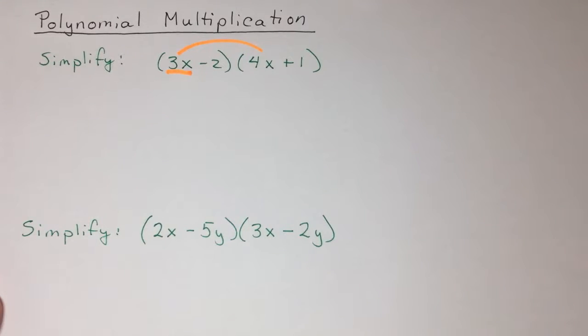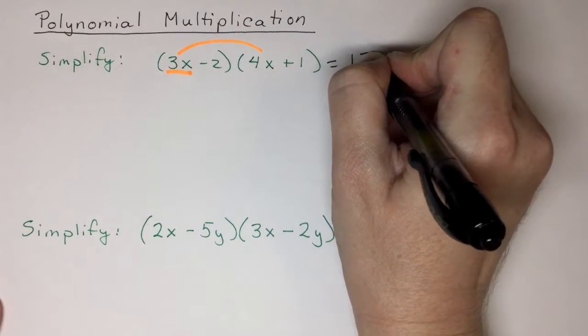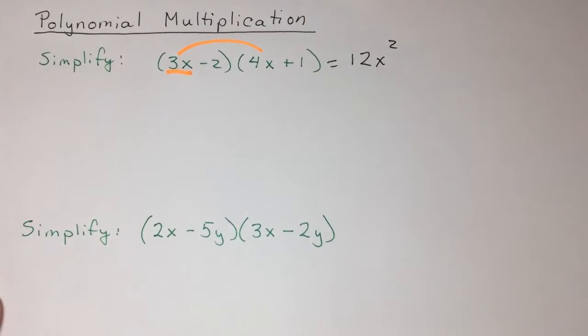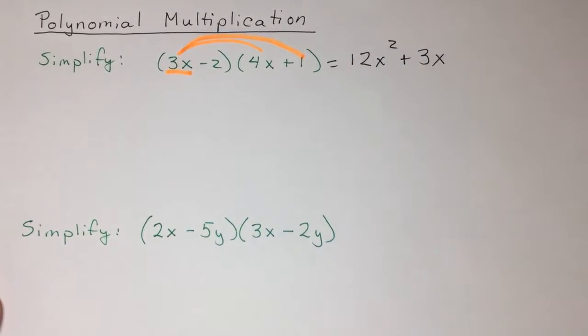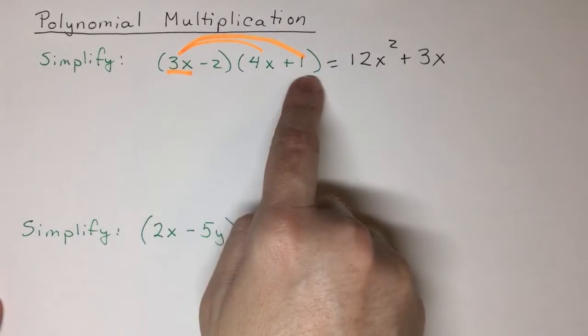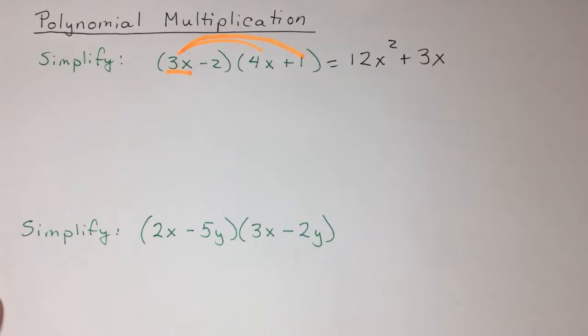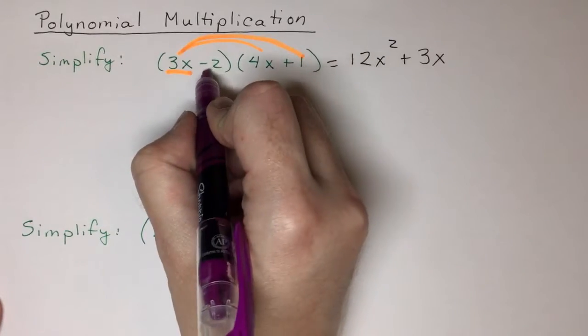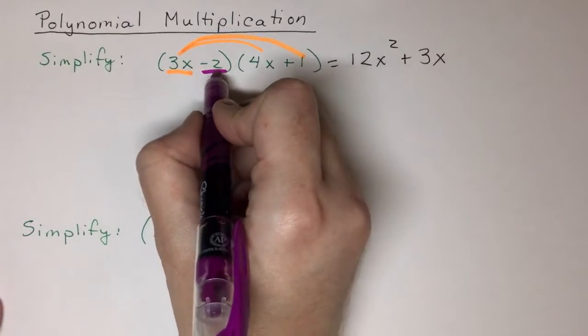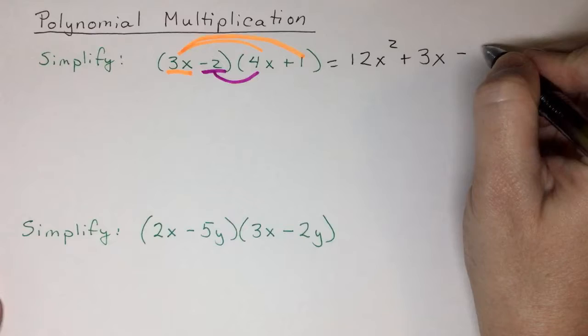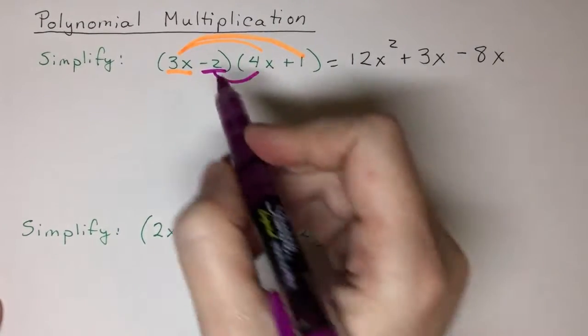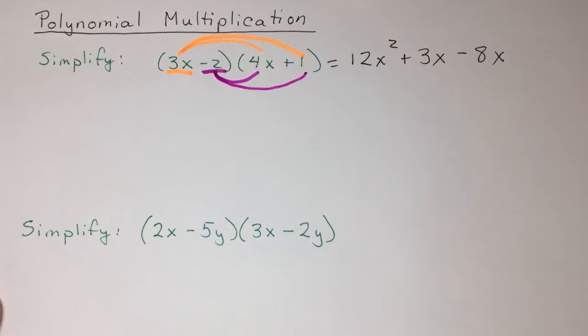So I will have 3x times 4x, which is 12x squared. Then distribute to the next term, 3x times positive 1, which is positive 3x. The 3x has now distributed to every term in the second polynomial, so I move on to the next term in the first polynomial. I have the negative 2. It's going to distribute and multiply with the 4x. Negative 2 times 4x is negative 8x. Negative 2 times positive 1 is negative 2.